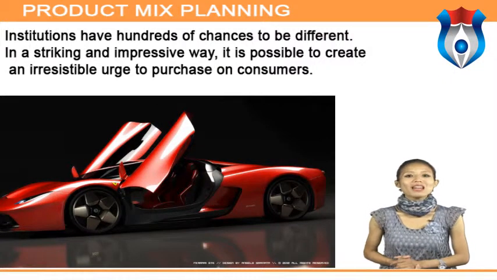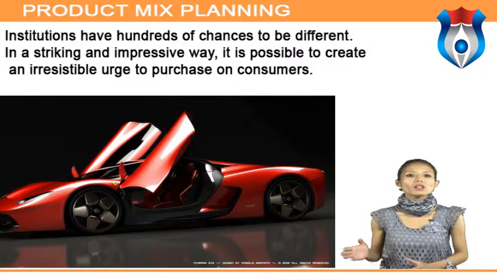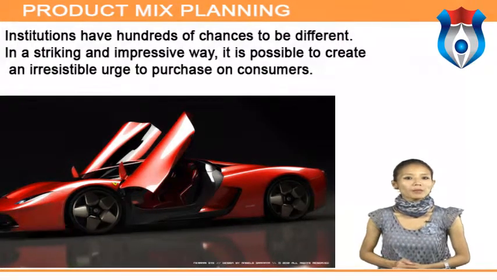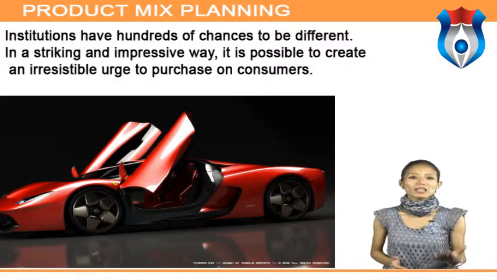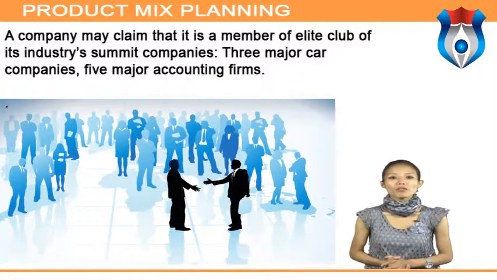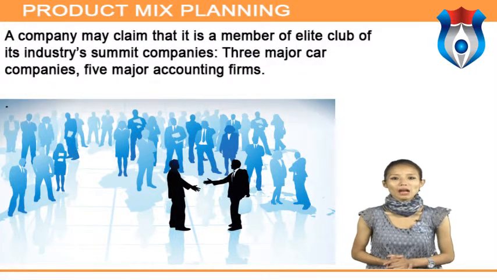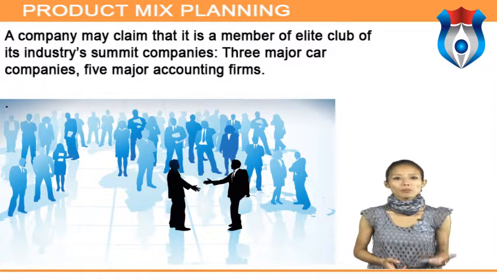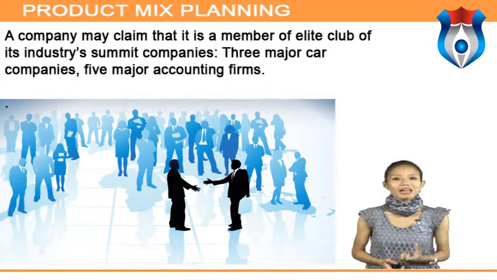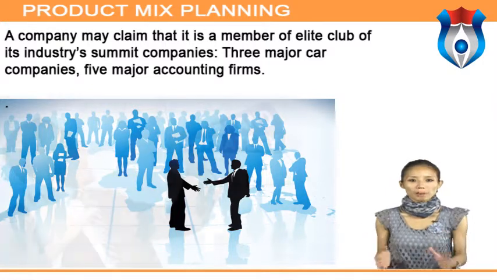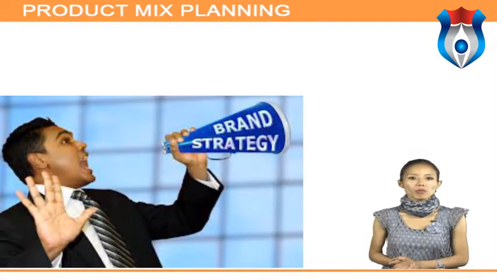No positioning will last forever. As long as there is a change in consumers, competitors, technology, and the economy, companies have to re-evaluate their main brand's positioning. Some brands may need to reposition their market share. A company may claim that it is a member of an elite club of its industry's summit companies. 3 major car companies, 5 major accounting firms: they profit from being inside the leadership circle, which offers better quality products and services than outsider companies. There are 5 basic points for brand strategies.